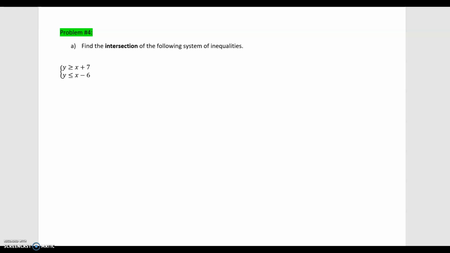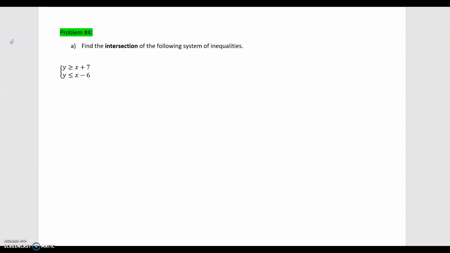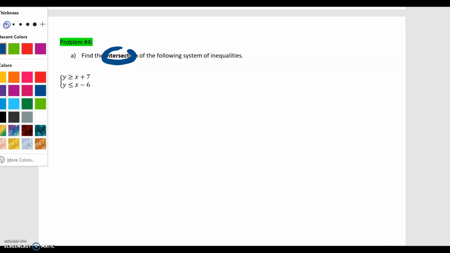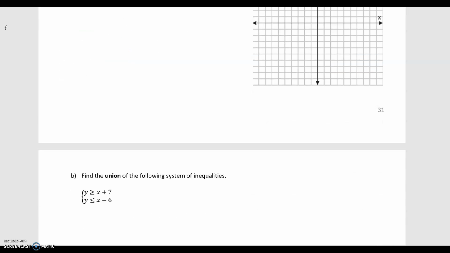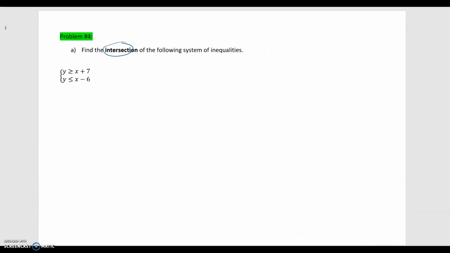Hi class, let's take a look at problem 4. In problem 4, we have the same scenario in terms of a system of inequalities. We're dealing with an intersection for the first one, and then a union for the second one. Right off the bat, we have to be a little bit careful.